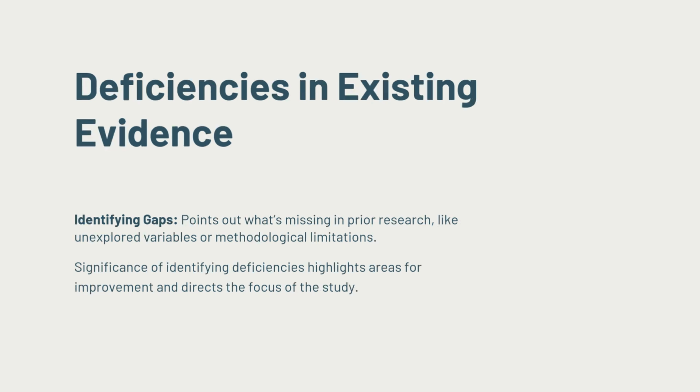Once you've presented the existing literature, the next step is to point out the gaps or deficiencies in that evidence. This part is crucial because it shows readers exactly why your study is needed. And it's not enough to simply say that other research exists, right? You need to explain what's missing in the other published literature on the topic and how your research fills the gap that you have identified.